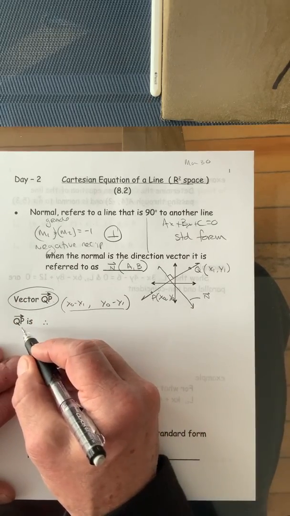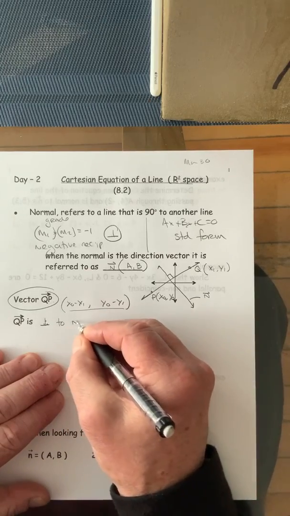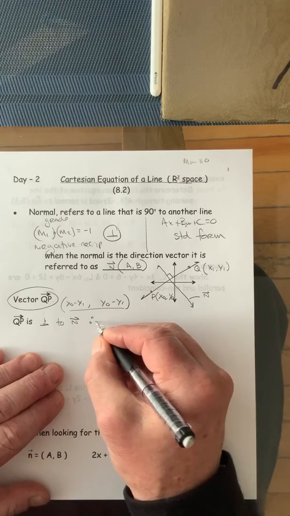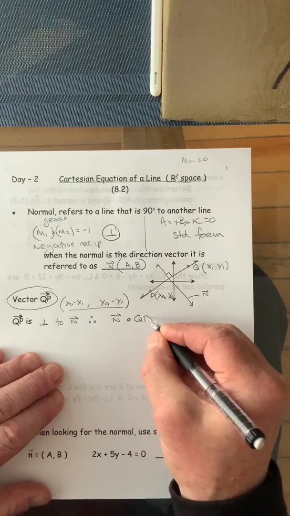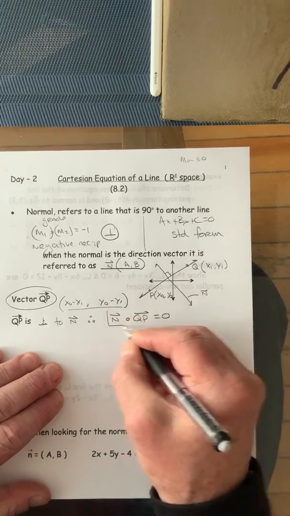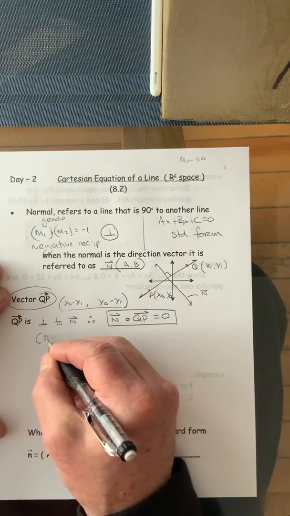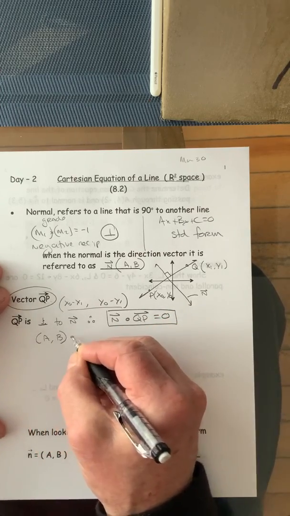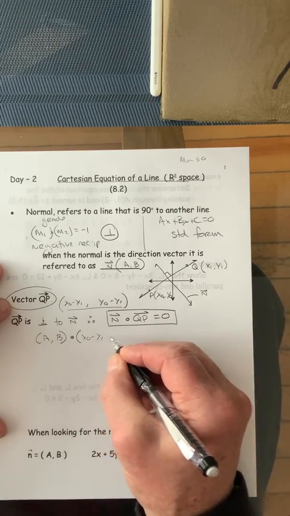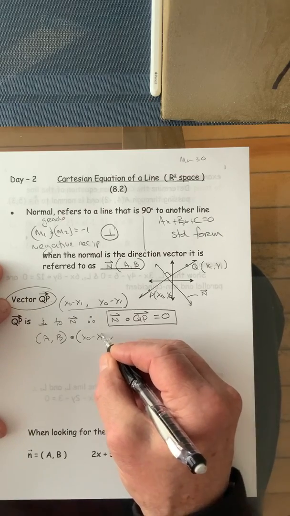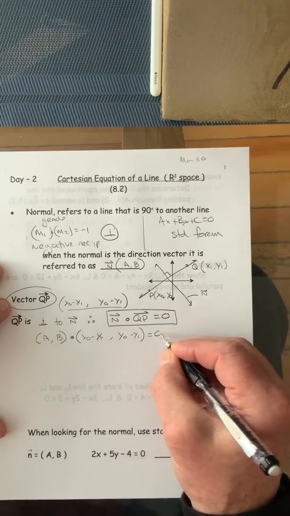Down here, QP is perpendicular to n. Therefore, n dot QP should equal 0, the dot product. And I will get the components of n, which are a, b. The components for vector QP are x aught minus x1, y aught minus y1. And that should equal 0.